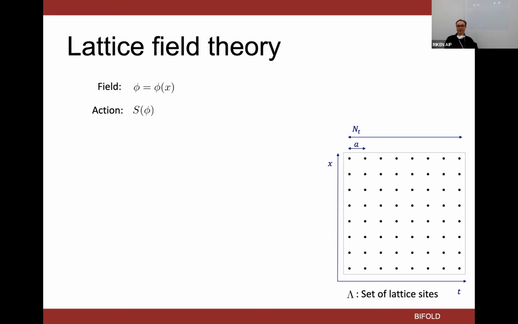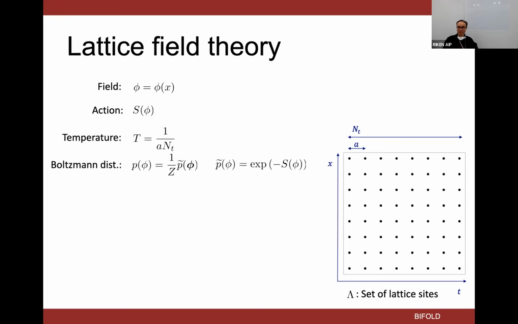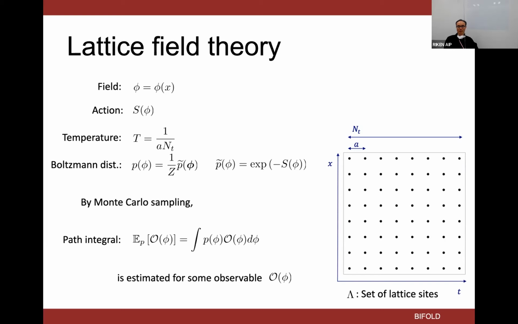They also assume there's an action, which is written as S. And for some reason, temperature is expressed by the grid size of the time, and basically they assume a Boltzmann distribution on this field. Here the action is used instead of the Hamiltonian, and the field corresponds to the spin in the previous application. And once we come here, it's almost the same problem as the magnetic material analysis, and the only difference is that phi is continuous. By Monte Carlo simulations, physicists want to compute the path integral, which is the expectation value of some observable with respect to the Boltzmann distribution.